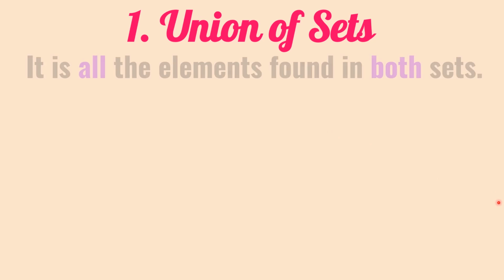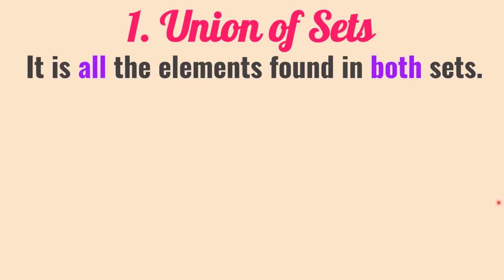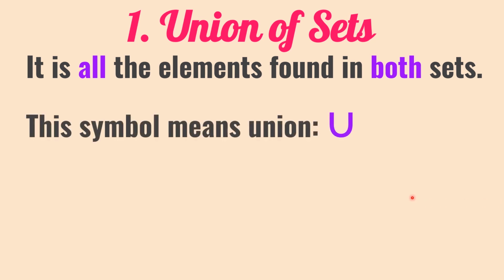Now, let's discuss the set operations. Number 1, union of sets. It is all the elements found in both sets. This symbol means union.